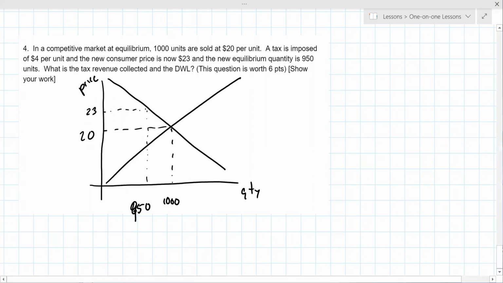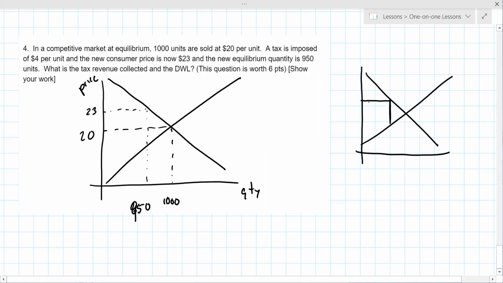Have you seen this before in class? Okay, so generally when you have one of these graphs, they call it a tax wedge that's created, and the deadweight loss is here. And the tax revenue is here, I believe. Let me just double check that.